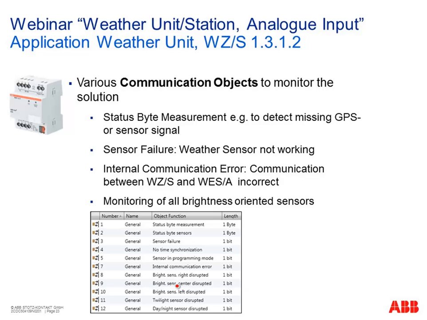But we have also some further information. If the weather sensor completely is not working, we have a 1-bit communication object here, kind of collective message. Wind sensor is not working, or any communication error exists between the weather unit and weather sensor, can also be sent out as a command here. Also the brightness sensor itself will be monitored. So a lot of options to check the complete solution for any malfunction.